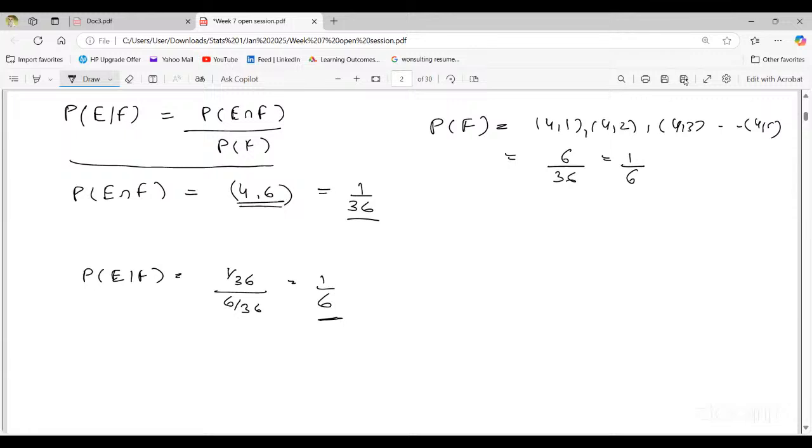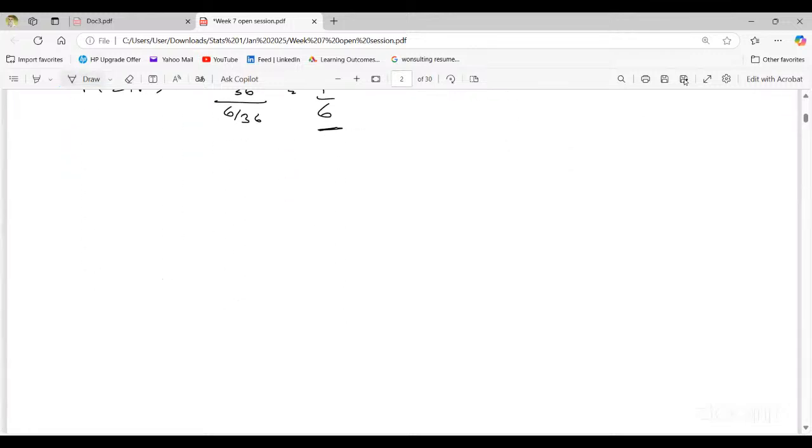Is it fine? Is the conditional probability clear to everyone? Yes, ma'am. Okay. Now, the second thing is we have the multiplication rule.